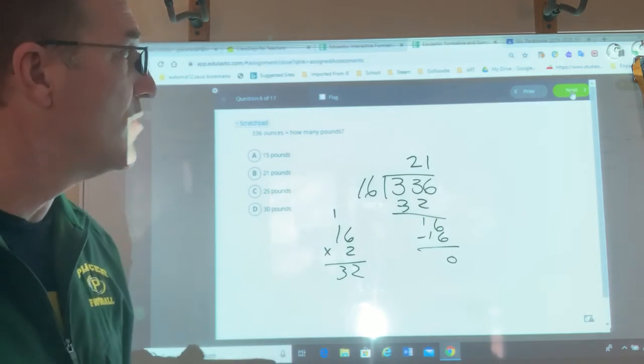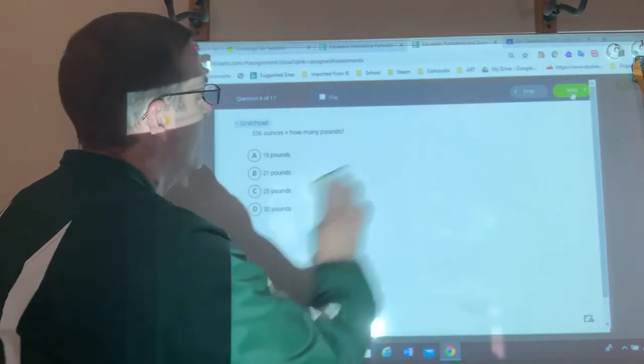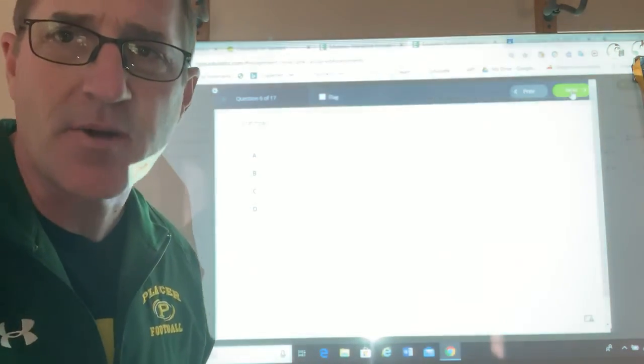So moving on to the next problem. I think we'll squeeze one more in here, and then I'll give it a little bit of a pause. Actually, that's probably good. I'm going to pause right there.